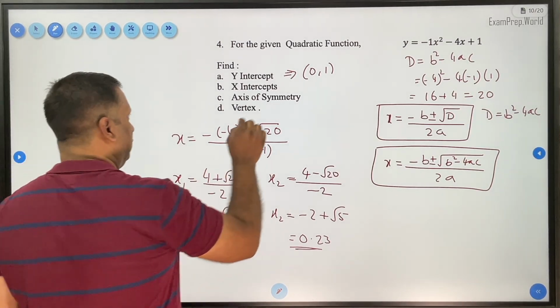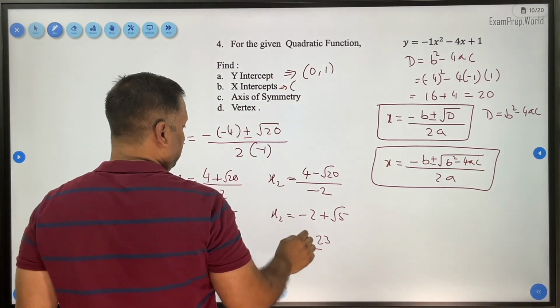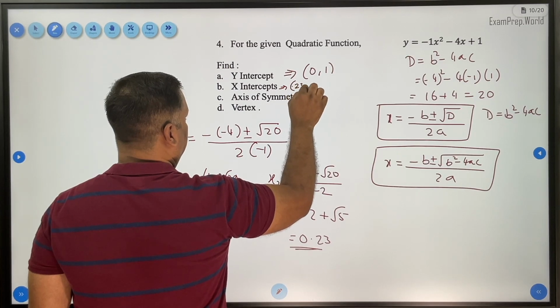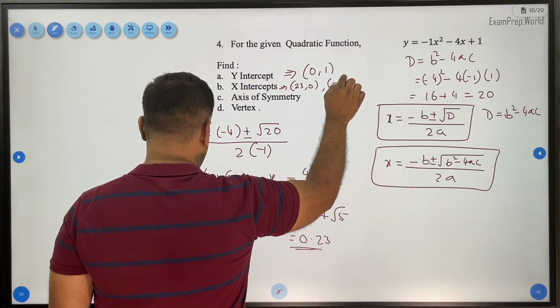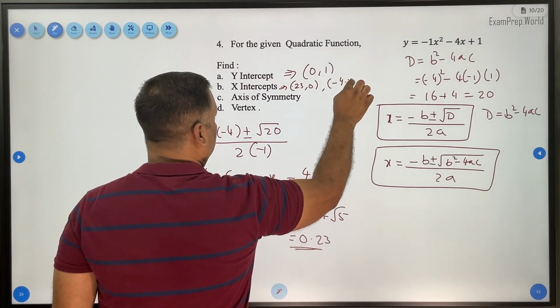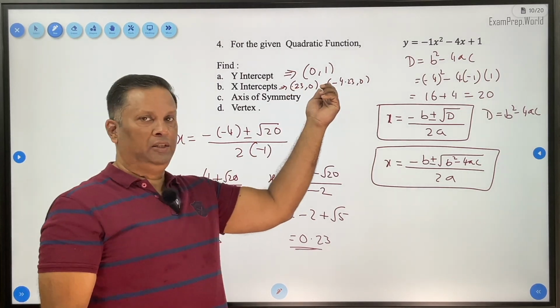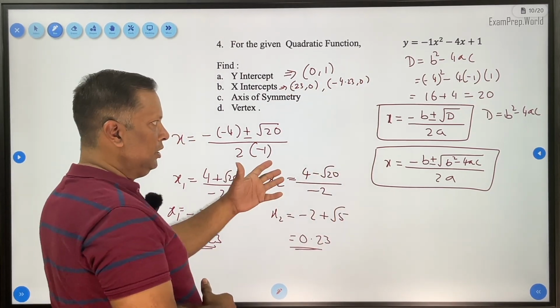So, we will write these values. It is two values we got. This is 0.23 positive. So, it is 0.23 comma 0 and the second intercept is minus 4.23 comma 0. So, because x-intercepts, x coordinate is first and next the y coordinate which is 0. Now, axis of symmetry. So, you are clear with this?